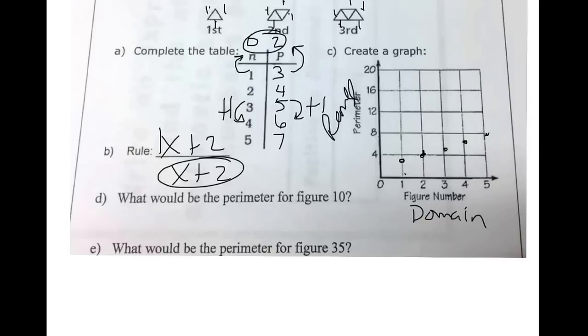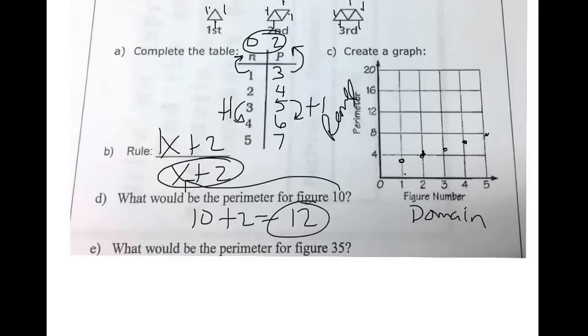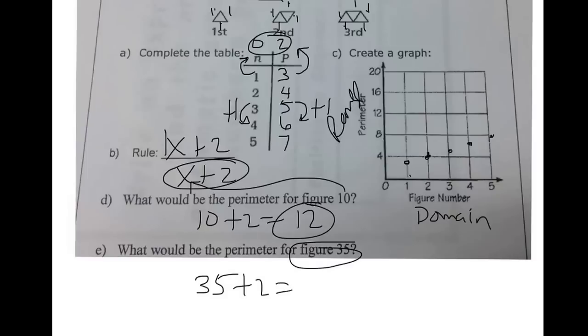What would be the perimeter of figure 10? So we could do two things. We could plug this 10 in here, it'd be the fastest thing. 10 plus 2 is 12. Or we can continue our pattern out to that and figure it out that way. As far as letter E for 35, I wouldn't continue my pattern out that far because it would take too long. 35 plus 2 is 37.